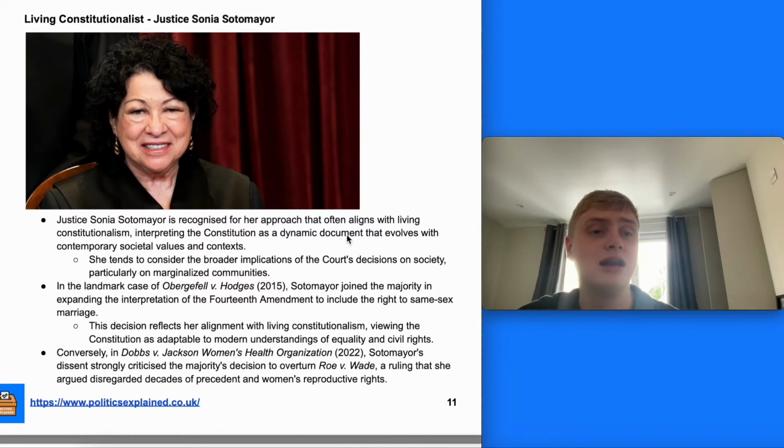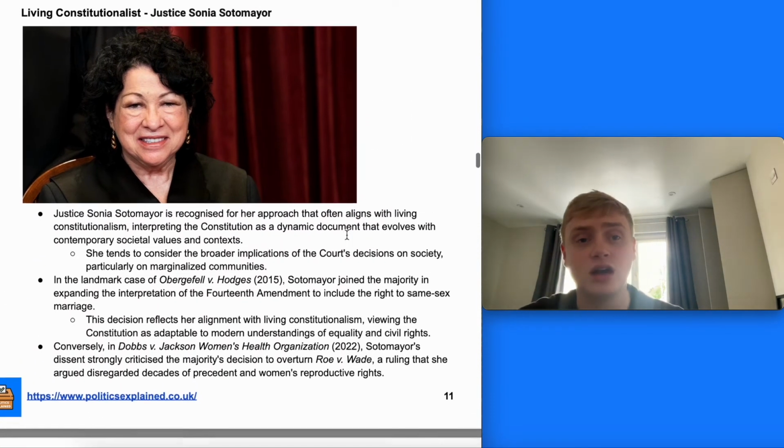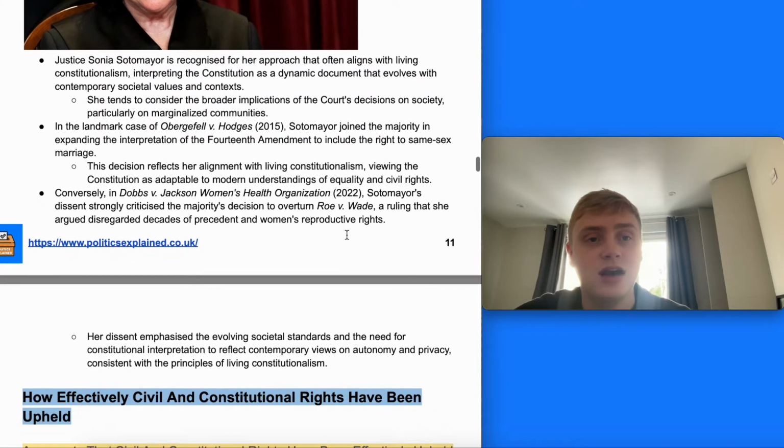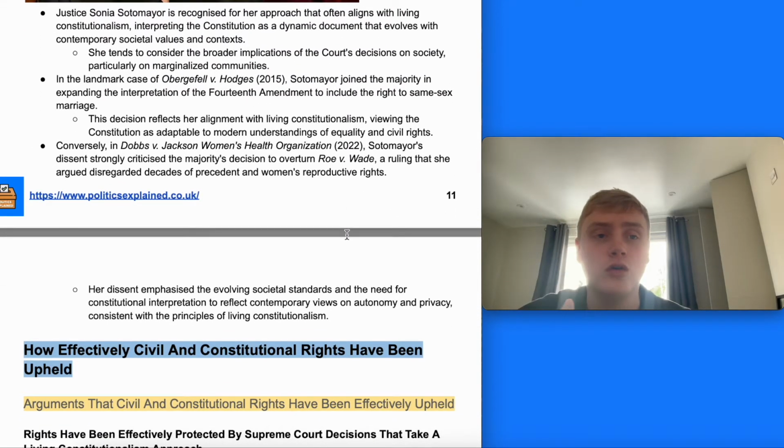A key living constitutionalist is Justice Sonia Sotomayor, who's a liberal justice. And she's recognised for her approach that often aligns with living constitutionalism, interpreting the Constitution as a dynamic document that evolves with contemporary societal values and contexts. She tends to consider the implication of the court's decisions on society, particularly on marginalised communities. And in Obergefell v. Hodges, she joined the majority in expanding the interpretation of the 14th Amendment to include the right to same-sex marriage. And she therefore viewed the Constitution as adaptable to modern understandings of equality and civil rights.